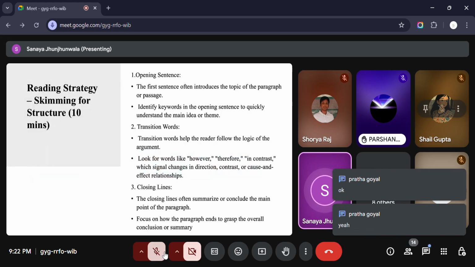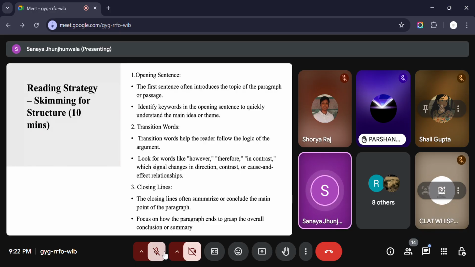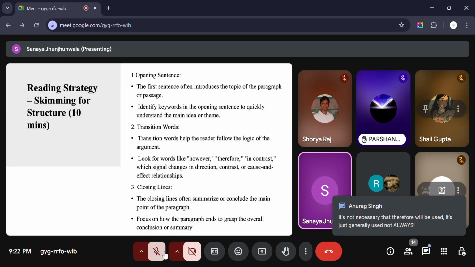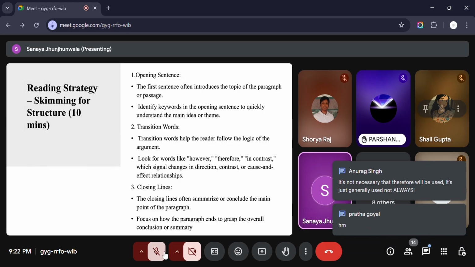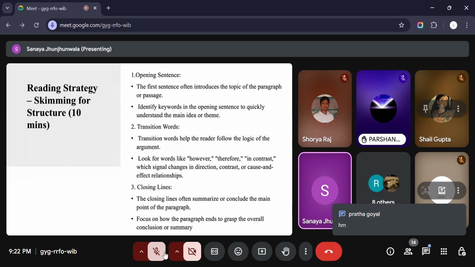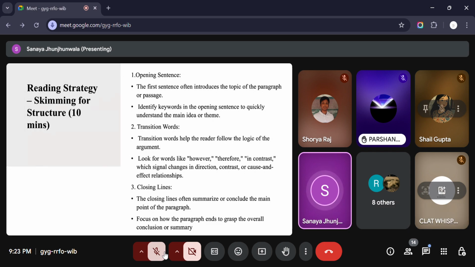But as I said, look at the wording of the paragraph, because the use of words in different positions can mean different things, so always be aware of how. Yes, that is true, Anurag. It's not always used there. It's a general usage word, but it is also used in the middle of passages to emphasize a particular argument or example. Any other doubts?